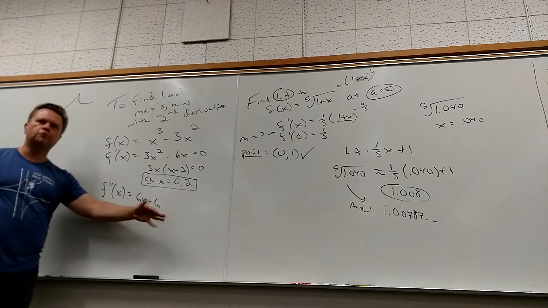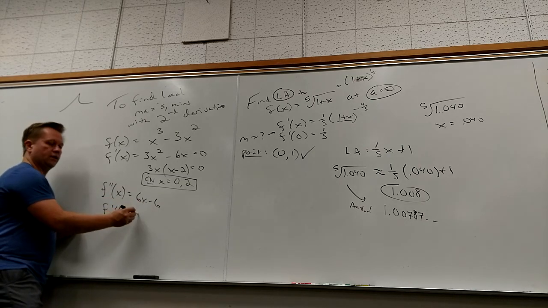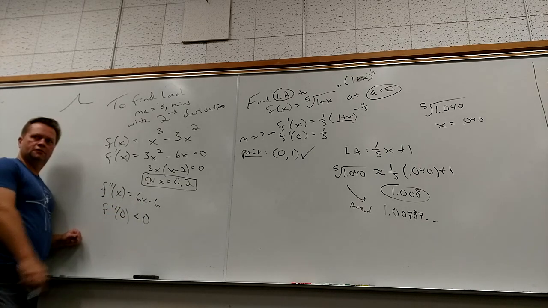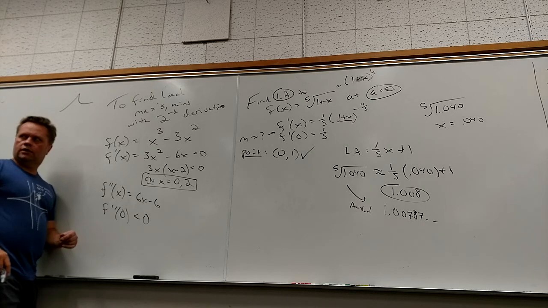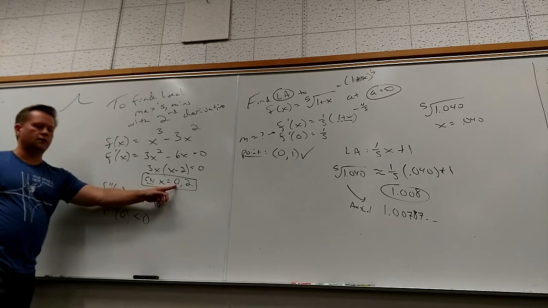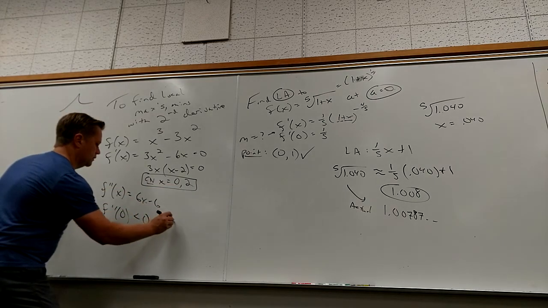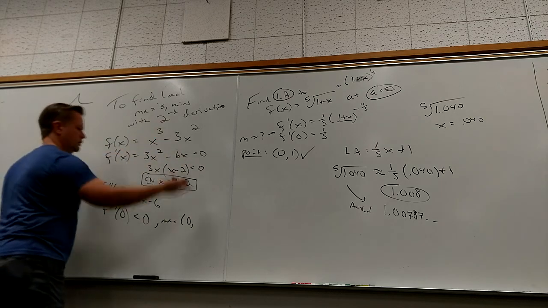I know x is 1. I don't care. So when you plug in 0 and you get something that is less than 0, you get negative 6. That means it's concave down, which means there is a max. Max at 0, 0.